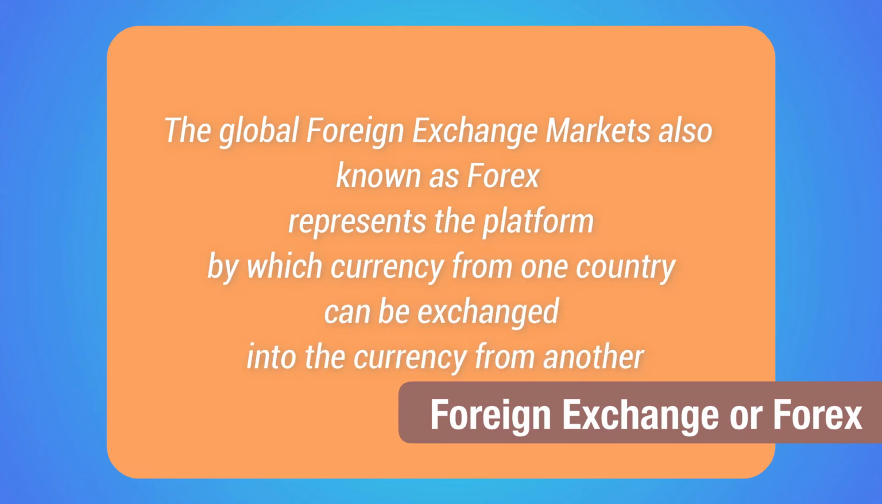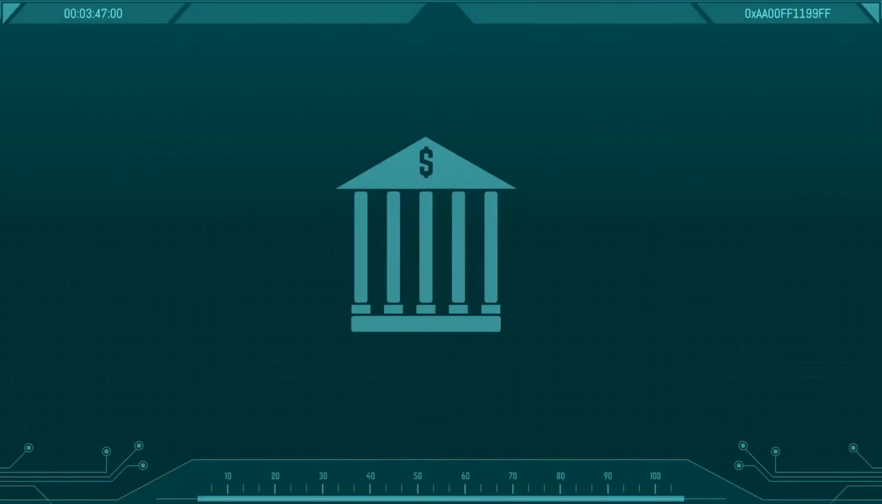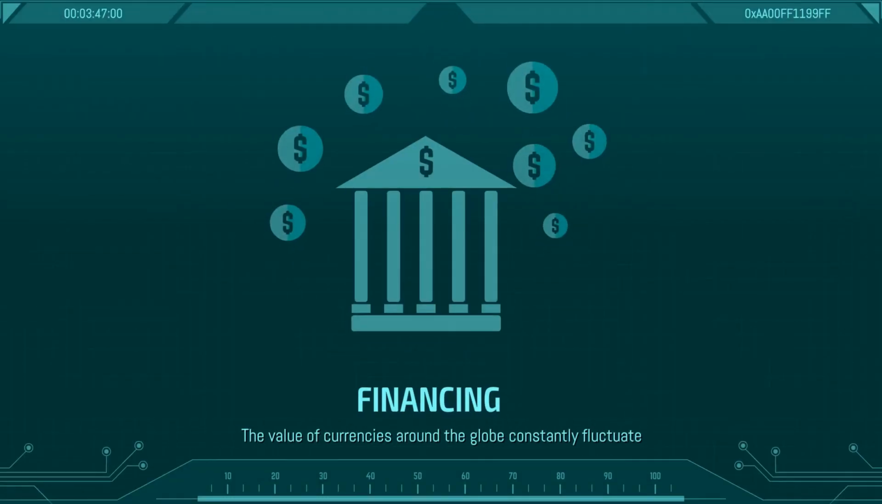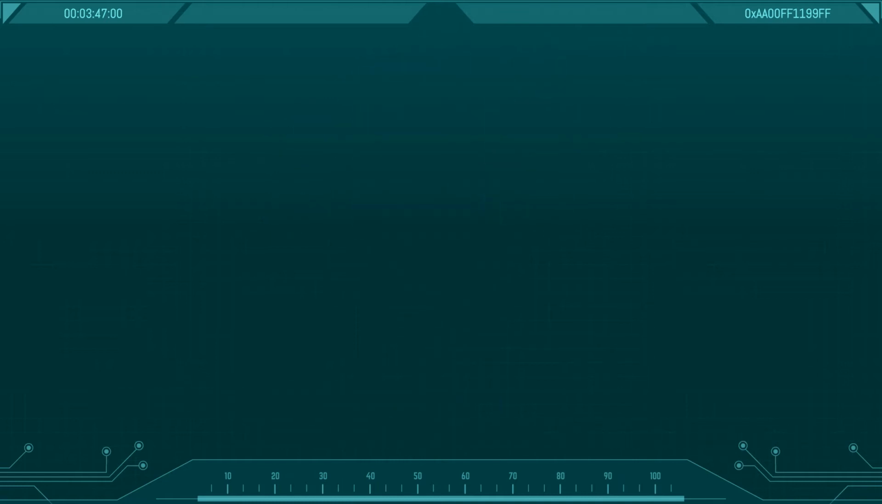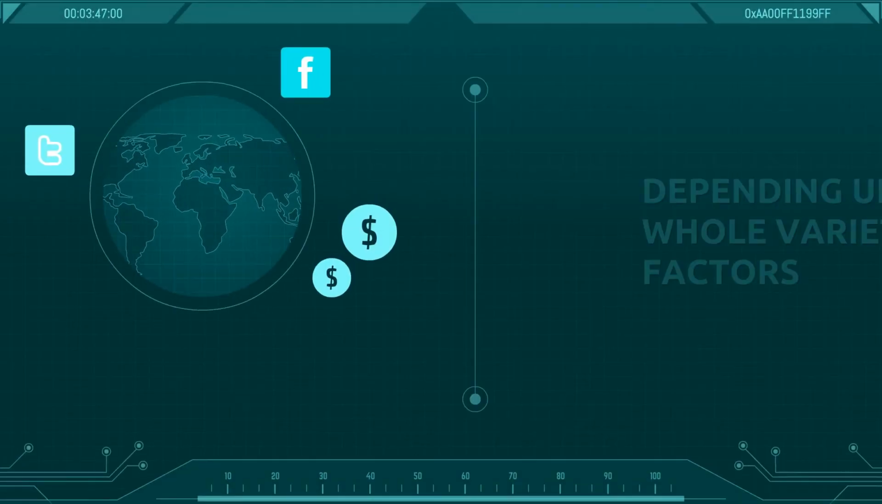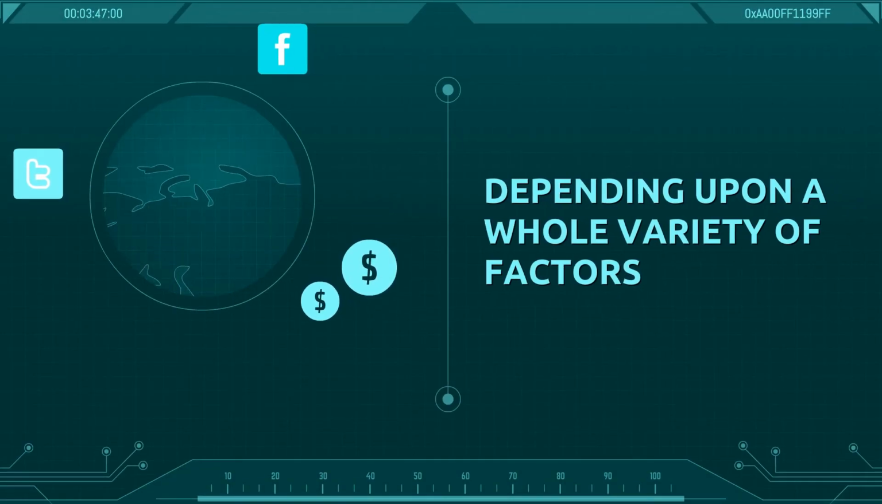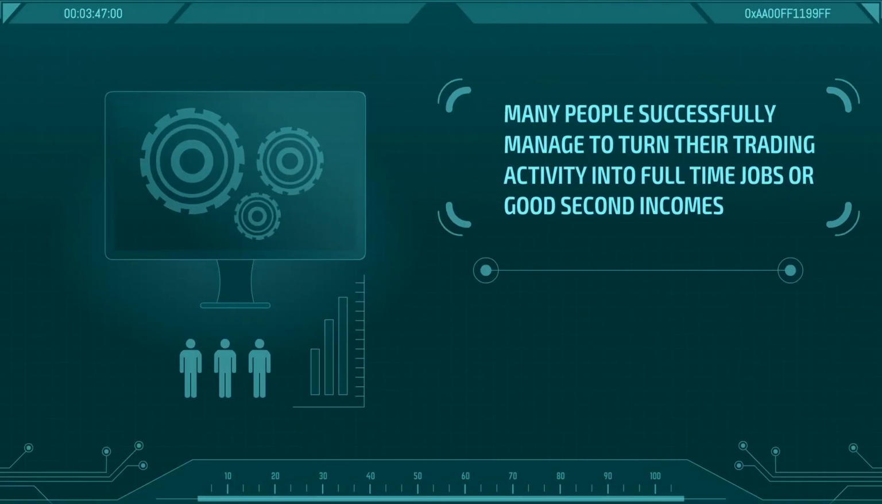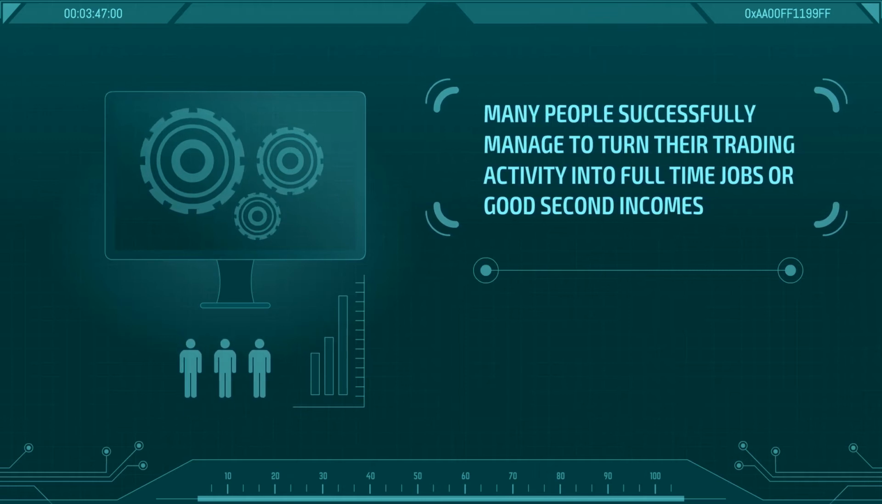The global foreign exchange markets, also known as Forex, represents the platform by which currency from one country can be exchanged into the currency from another. The value of currencies around the globe constantly fluctuate depending upon a whole variety of factors, and will range upwards or downwards depending upon the economic stability or instability of the countries which issue them. It is these fluctuations in value that present the opportunities to make money.